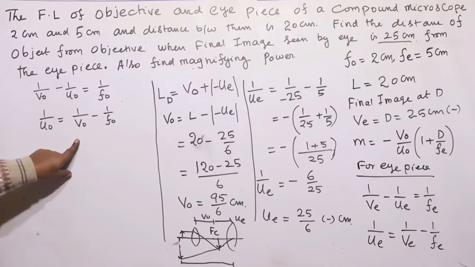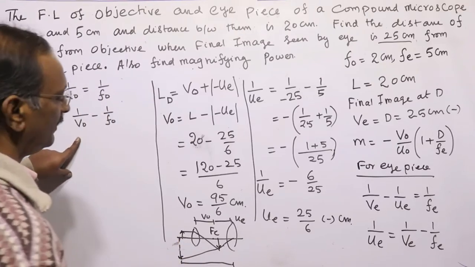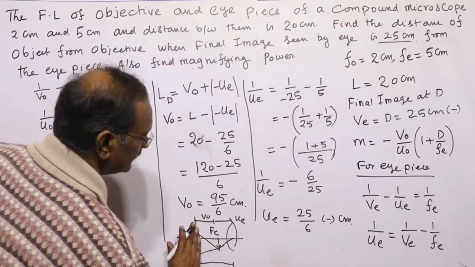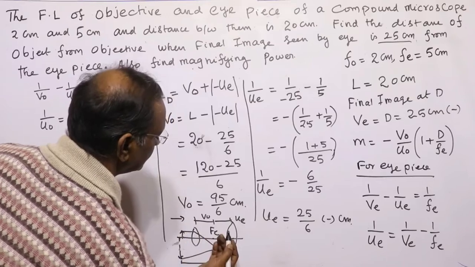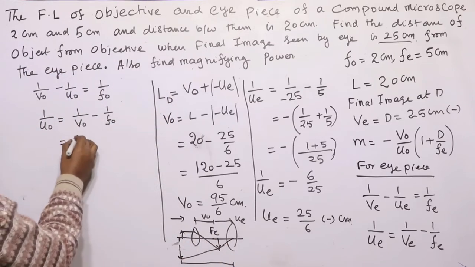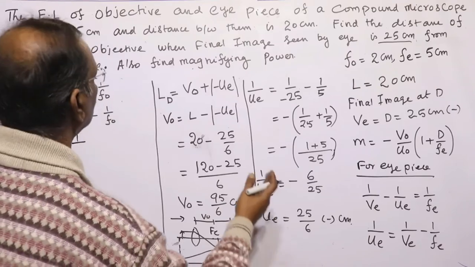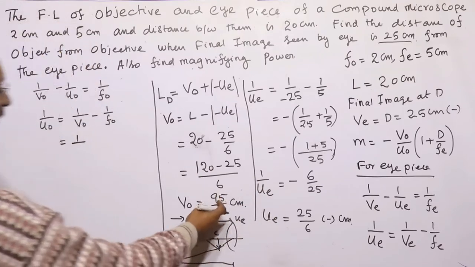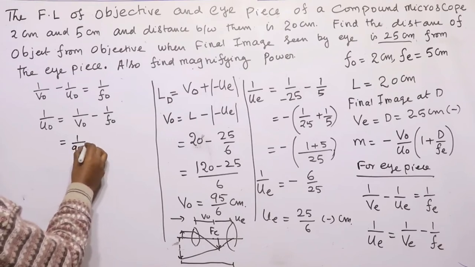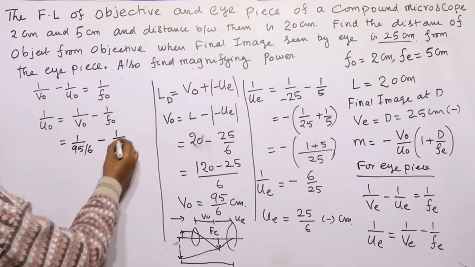So 1 by F naught, 1 by U naught is equal to 1 by V naught. This is V naught. V naught is on the other side of the lens, in the ray direction, so it will be a positive value. V naught is equal to 95 by 6. So 1 by U naught is equal to 1 by 95/6 minus 1 by F naught.